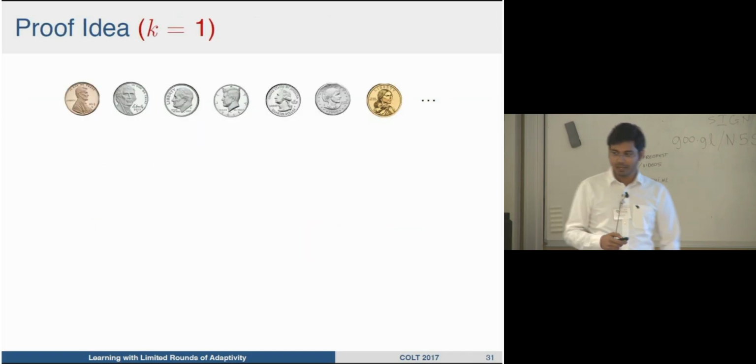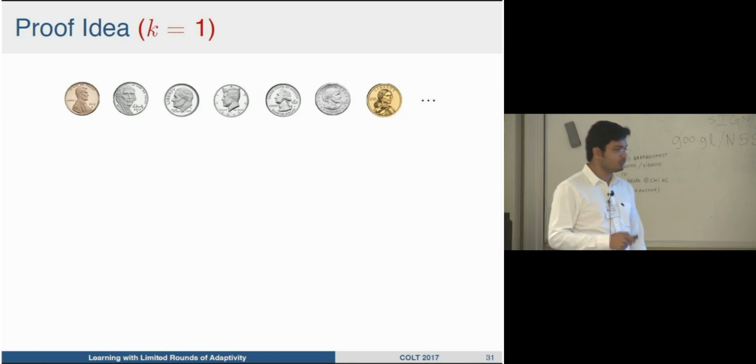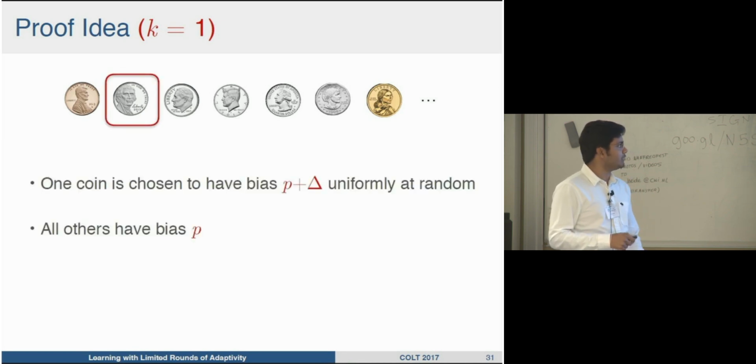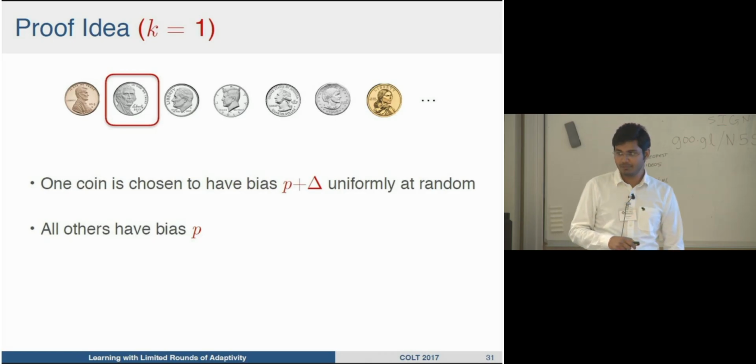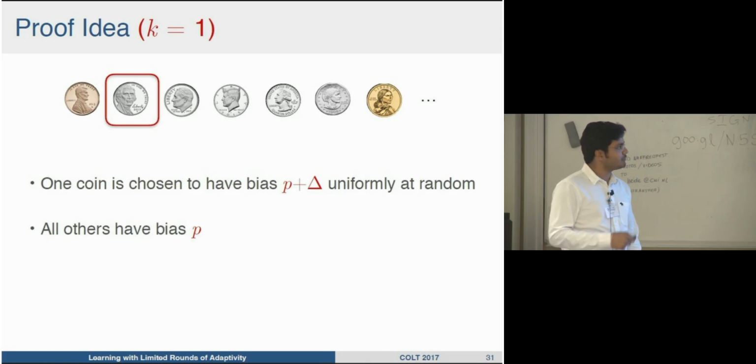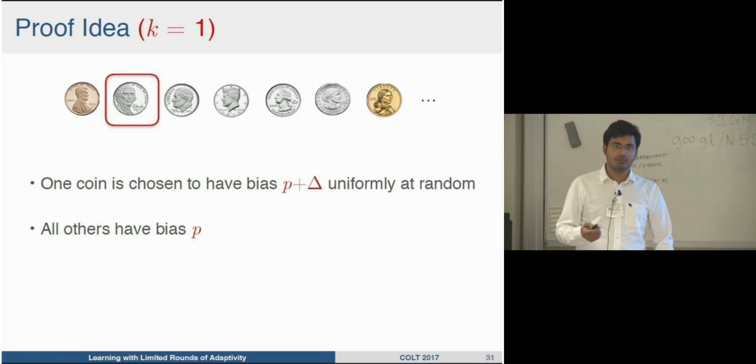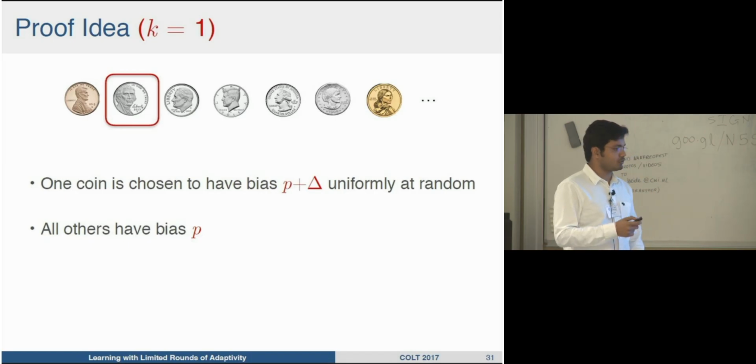So just to give an idea of the proof, for the case k is equal to 1, we show a minimax type of proof in which the adversary chooses one coin to have bias p plus delta uniformly at random, and all the other coins have bias p. So any algorithm which finds the most biased coin would have to identify which coin was chosen by the adversary.